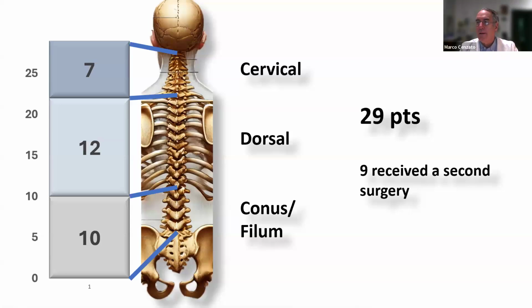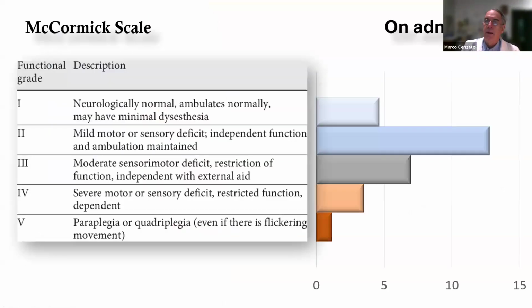We operated 29 patients, but 9 of them, so there are almost 38 interventions, received a second surgery because of a residual, because we had to go back on the intervention because we thought that there was some vessel remaining. This is the distribution. You see dorsal is the more represented.